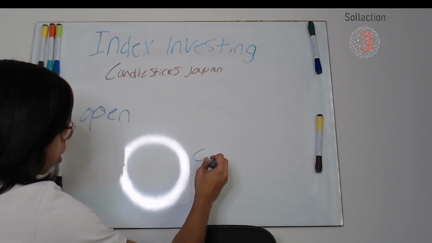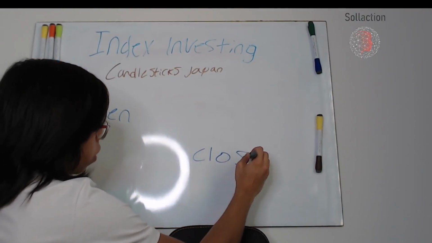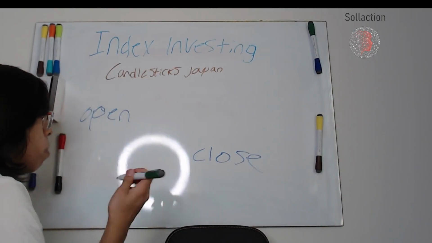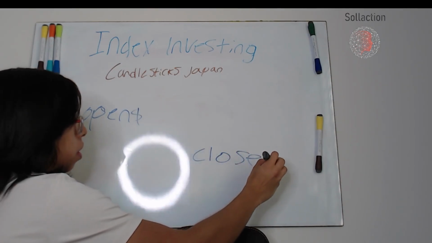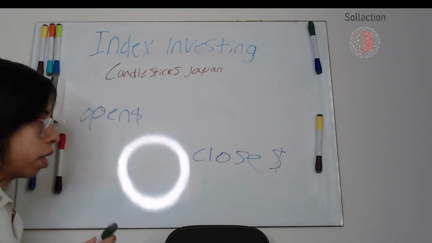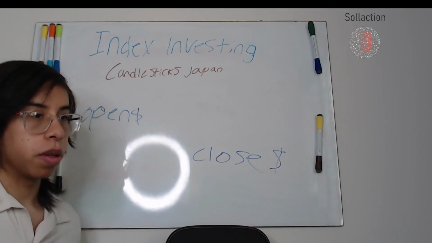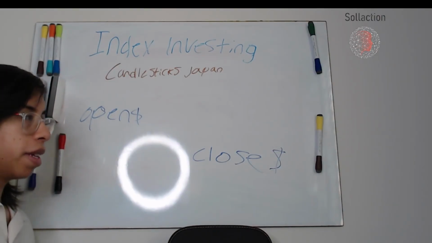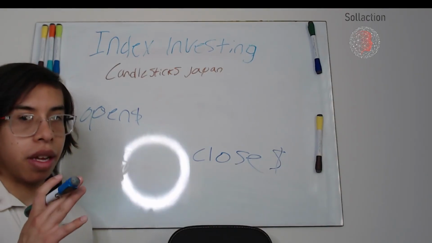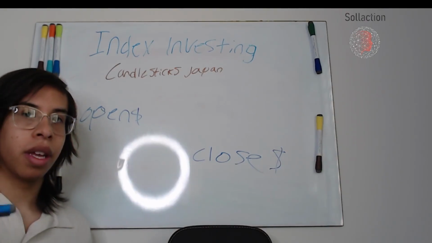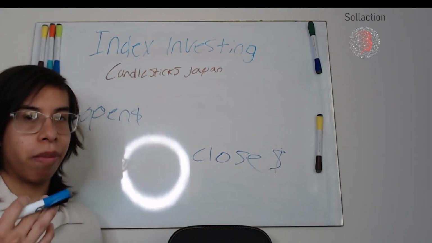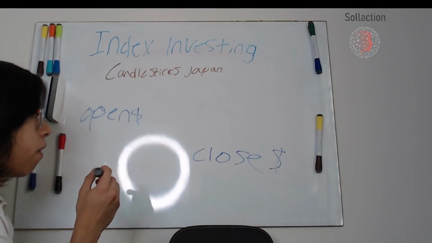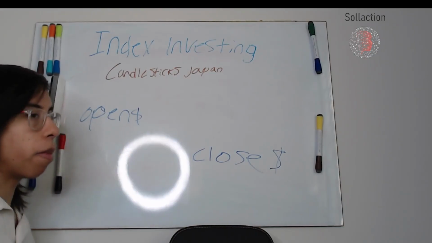That's simple. What does open mean? This is the open price, and this is the close price. For example, right now the market is closed. On Monday it opens. The market opens in New York at 9:30 a.m. and closes at 4 p.m. in New York. So the open price means: what was the price of Apple when the bell rang?